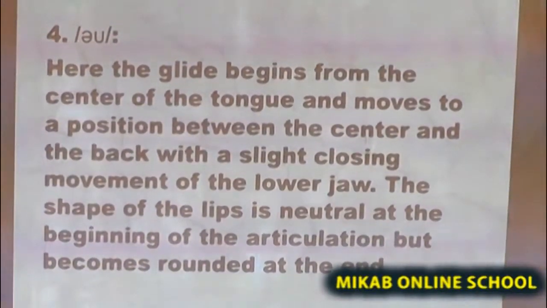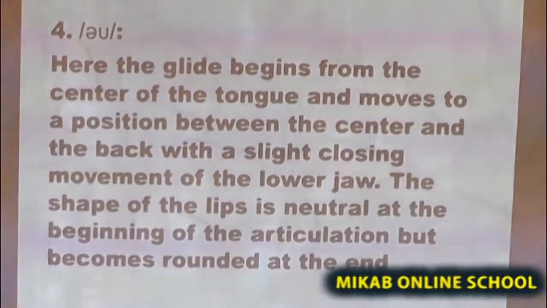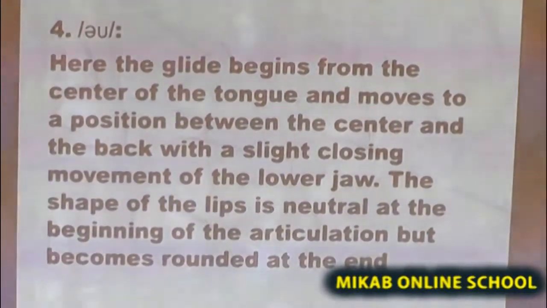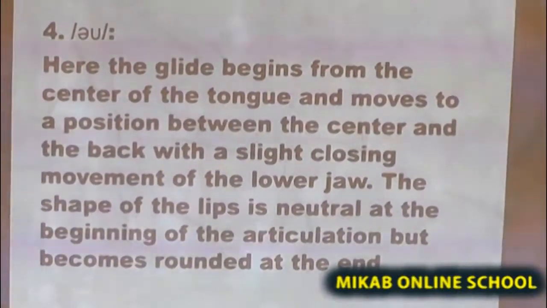Now let's look at the shape of the lips. What will happen here is that the lips are neutral at the beginning of the articulation, but become rounded at the end. Let's look at it. Say it after me. That is, the shape of the lip becomes neutral at the initial stage, but while it is moving towards the second one, it becomes a rounded one.